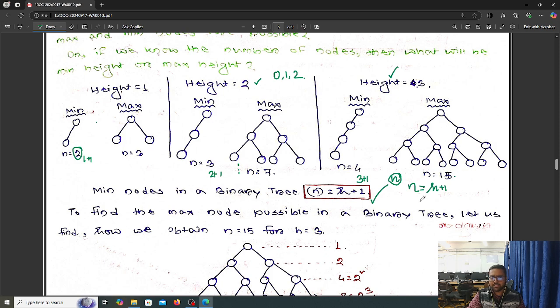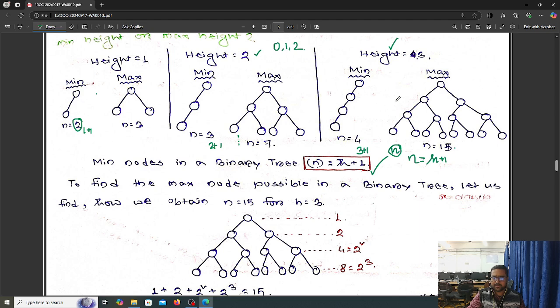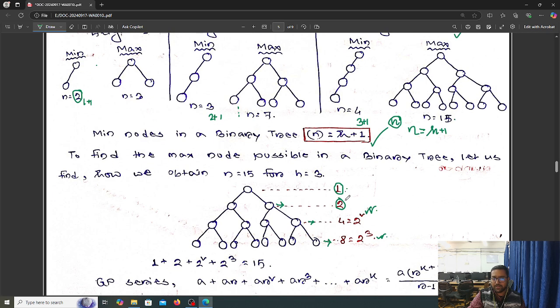How is the maximum number of nodes coming? Let us take the tree with height 3. At height 0, how many nodes are there? 1. In the next level, how many nodes are there? 2. In this level, how many nodes are there? 4. Let us make it 2 square. And for this level, how many nodes are there? 8. So make it 2 cube. Now how is 15 obtained? 1 plus 2 plus 2 square plus 2 cube, thus we got 15 nodes possible.